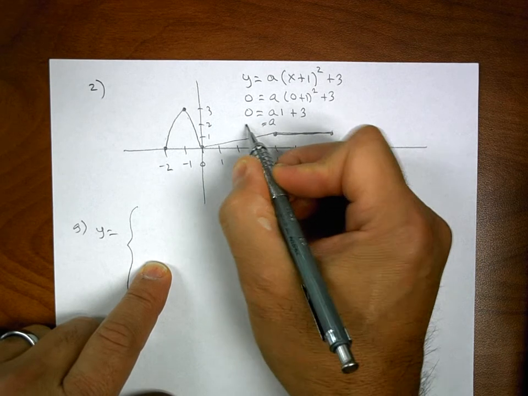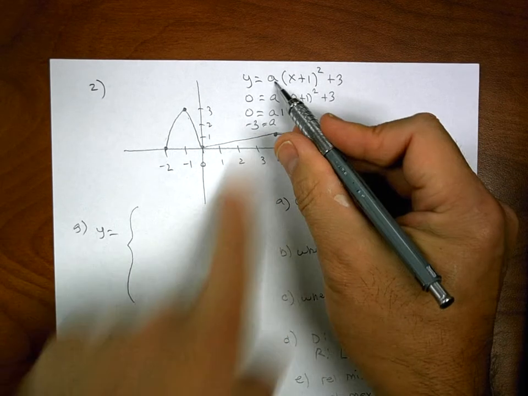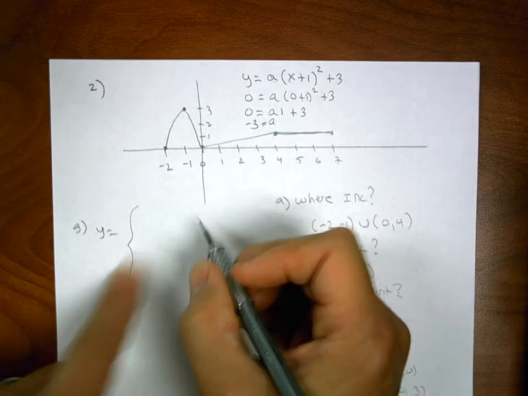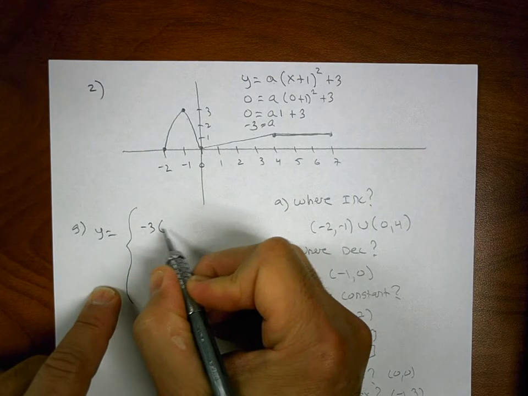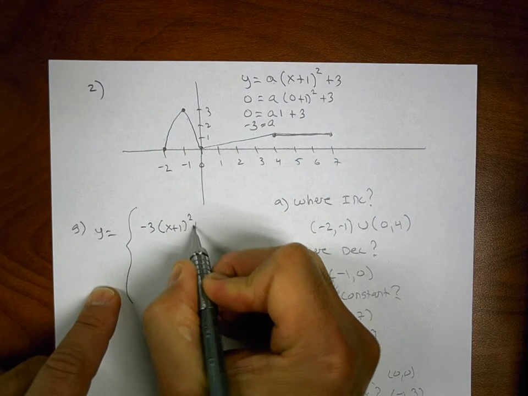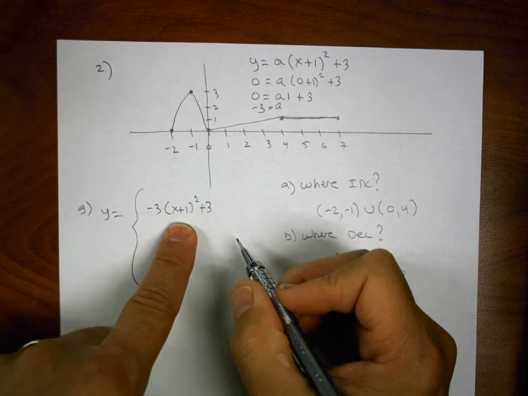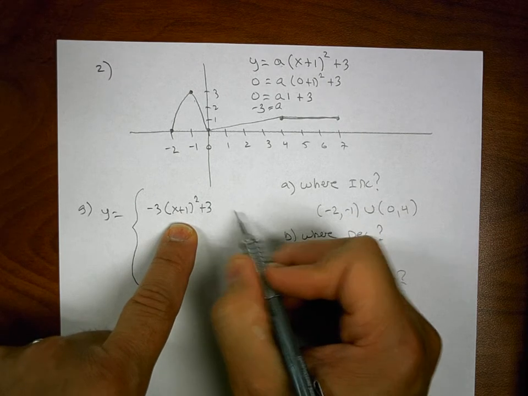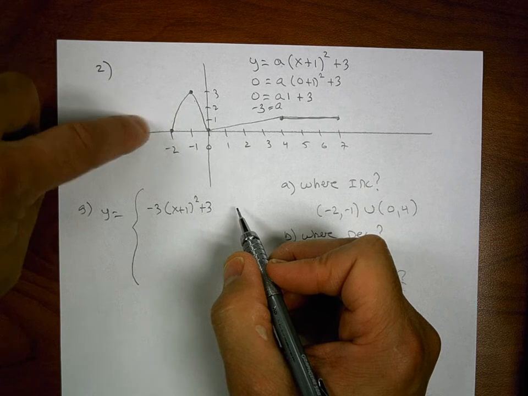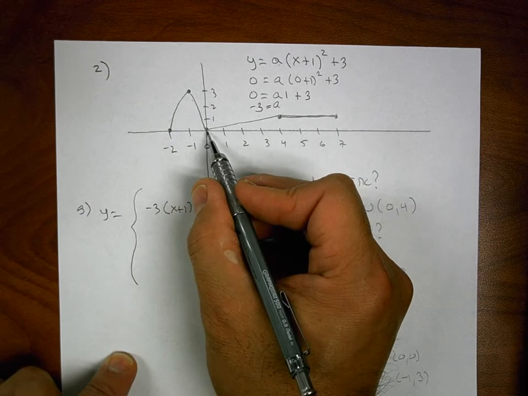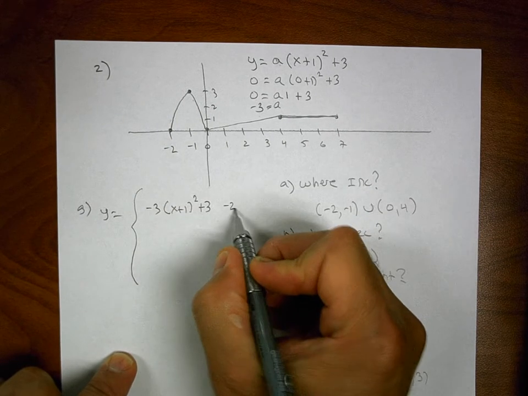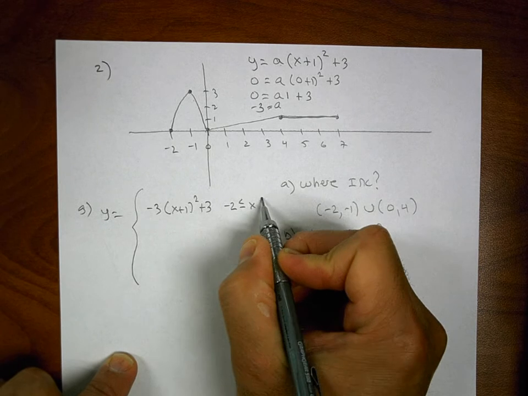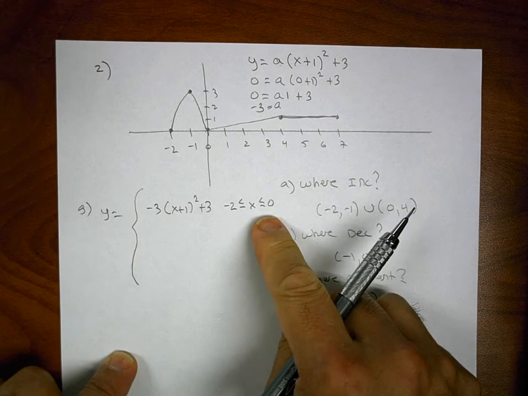All right, so let's write our equation right here. So we have -3 times (x plus 1) squared plus 3. In fact, let's write this. Where do we see this parabola from where to where? -2 to 0. Good. -2, x, we'll include 0 on this one. So that's where we see the parabola.